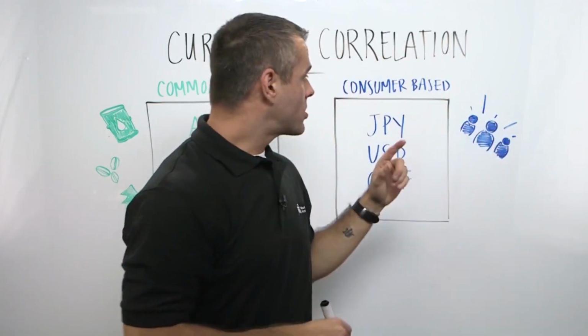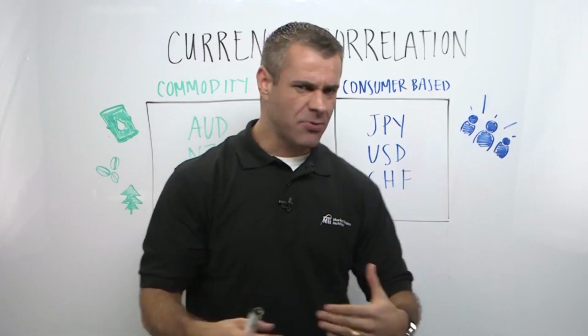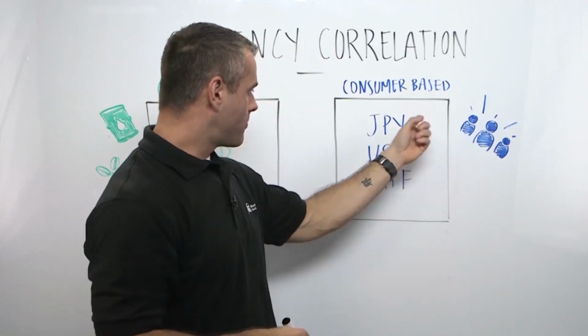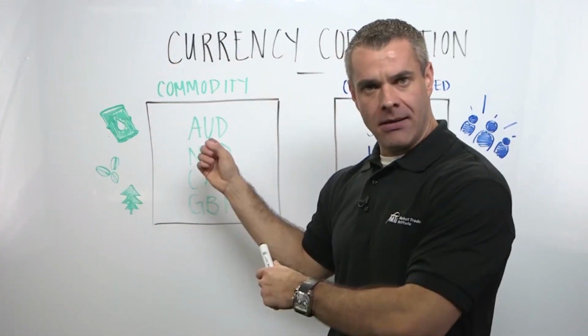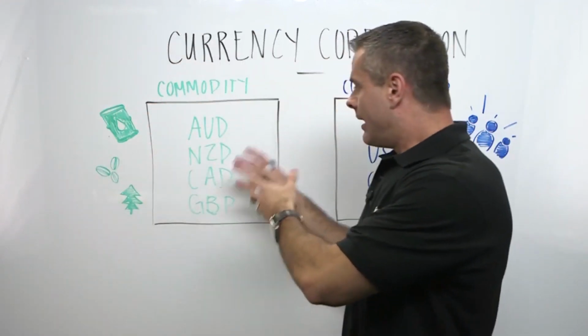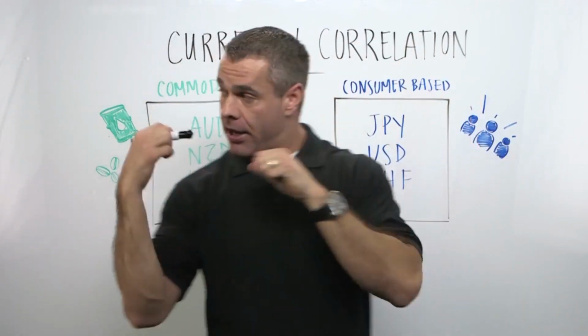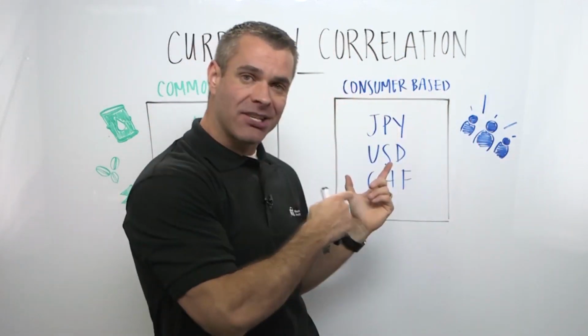Now, there's also what's called consumer-based currencies. These are more borrowing economies, right? Economies that will typically borrow from Japan to buy a bunch of meat or metals, right? Or borrow from the dollar or Swiss to buy a bunch of land and buy a bunch of oil. So there's commodity currencies over here, and there's consumer-based currencies over here.